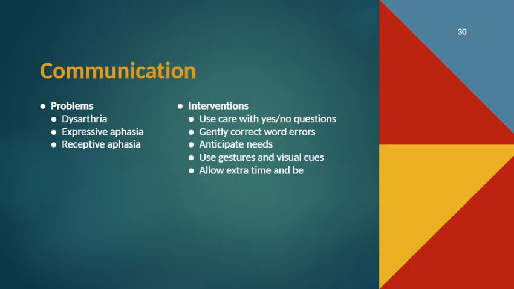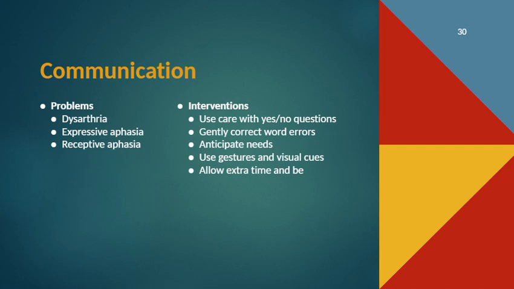When caring for patients with neurological disorders, communication can be one of their biggest challenges, and one of ours. This slide highlights 3 common problems you will see: dysarthria, expressive aphasia, and receptive aphasia. Dysarthria is a motor speech problem. The patient knows what they want to say, but the muscles used for speaking are weak or uncoordinated, leading to slurred or difficult speech. Expressive aphasia is different.